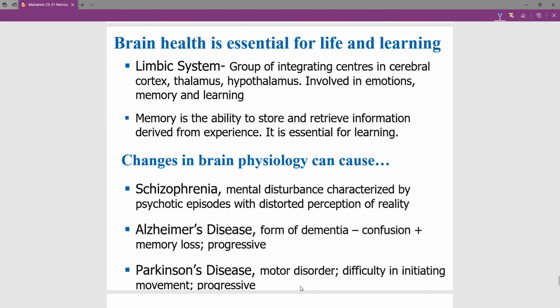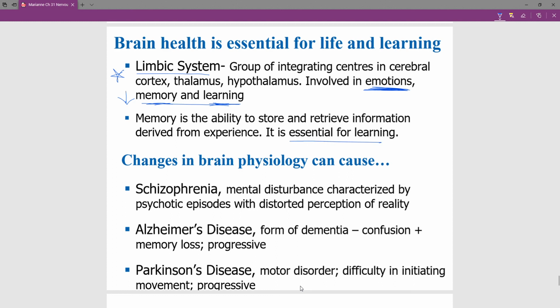And basically, as we talk about health and wellness, understanding brain function is really, really important. So we could talk about your limbic system, which is basically involved in your emotions, your memory, and your learning. And so as a student, you want to develop this in you. And it's why when you get stressed out, it actually decreases your memory and learning. And so hopefully you're not feeling stressed out at the end of the semester here. Memory is the ability to store and retrieve information, and it is essential for learning.